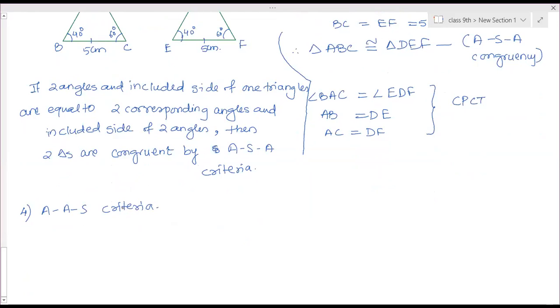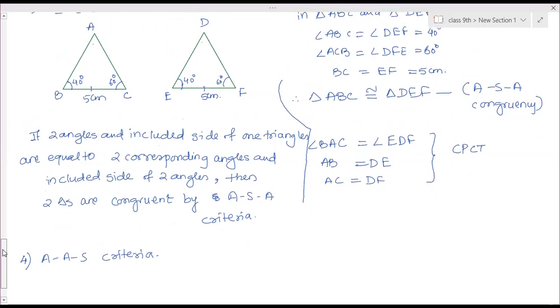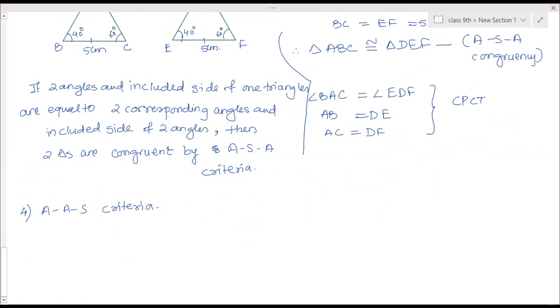Next one is AAS criteria. It is ASA and now AAS. This means any two angles and any one side. It is not necessary that the side should be in between the two angles. Any two angles of one triangle and any one side are equal to those of the other triangle. Then the two triangles are congruent by AAS congruency.